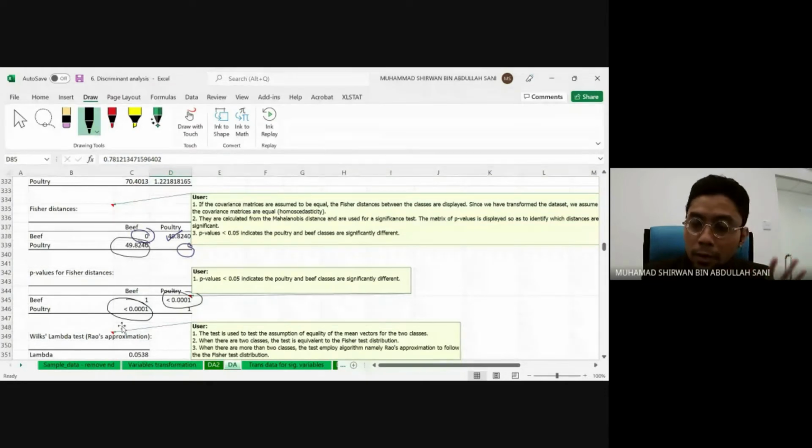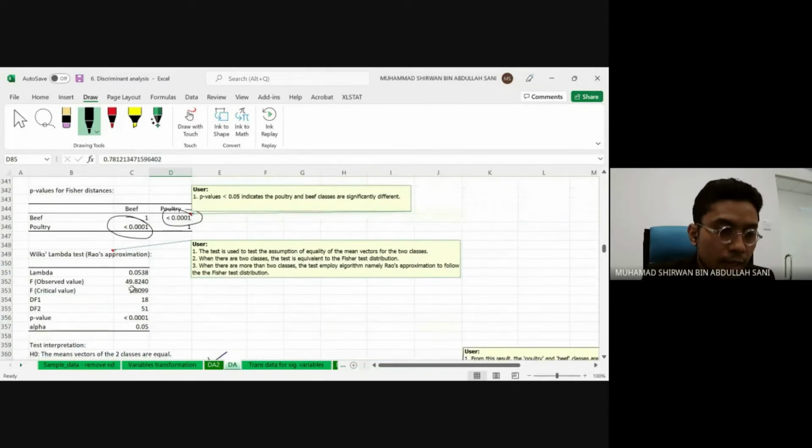But our multivariate data analysis is able to differentiate the grouping of sausage. Okay, so this is the indicator. Another indicator that we talk about is the Wilks' lambda test. This is the test used to test the assumption of equality of the mean vectors of two classes.